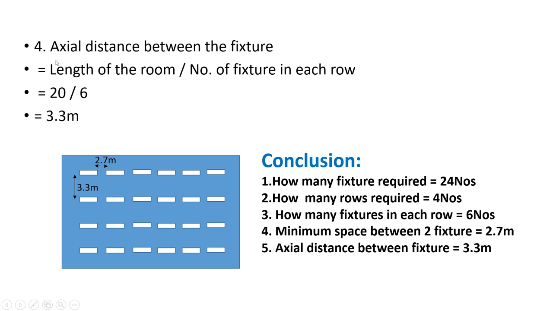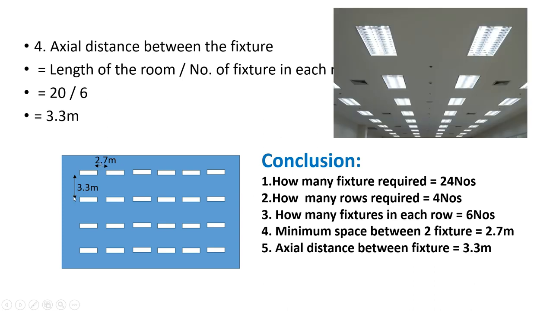So all these values we put in that picture. Now you will see the total number of lighting fixtures is 24, and the number of rows required is 4 rows, 1, 2, 3, 4, and 6 lighting fixtures I have to connect in each row, the minimum distance between each row is 2.7 meters, and the minimum axial distance between each fixture is 3.3 meters. In this way I can connect my lighting fixtures in the substation, and I will meet the required standard lighting lux level of 300 lux for the substation room.